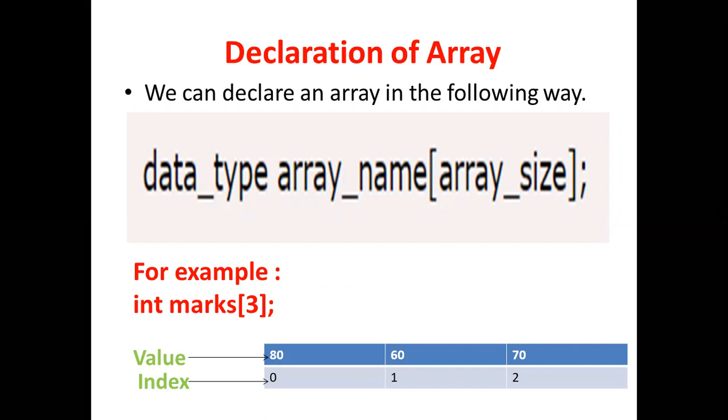At index 0, 80 is stored. At index 1, 60 is stored. And at index 2, 70 is stored.